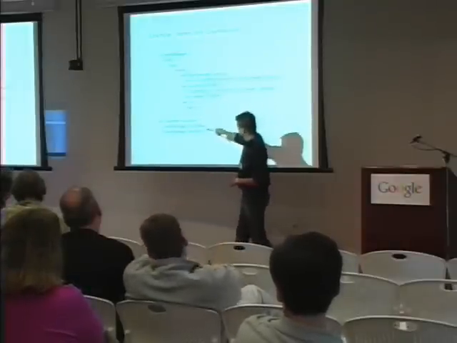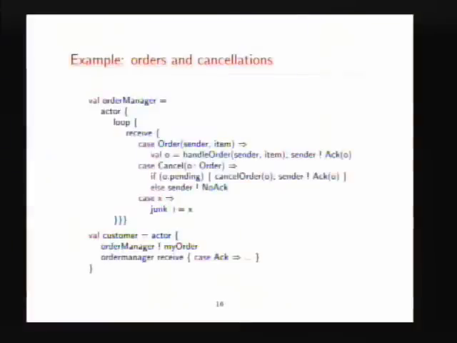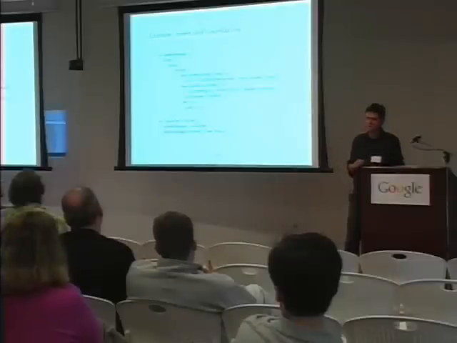And here would be a customer that interacts with this order manager by sending it an order message and then receiving back from the order manager. If there's an acknowledgement, then things would be OK. Otherwise, in this case, the actor wouldn't expect anything else, and it would get a match error. That's just an example of a typical programming style for this.